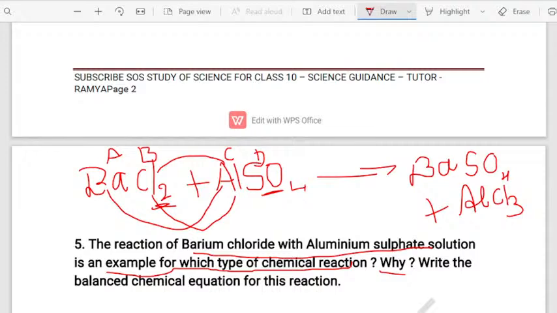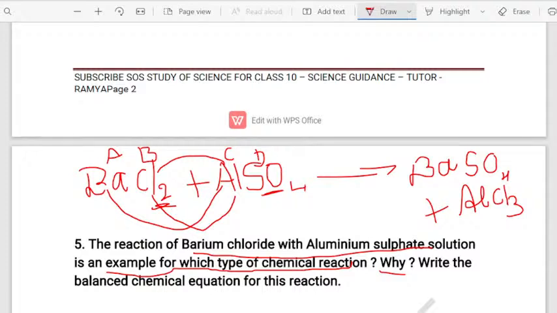Only Ismail has given the right answer here. He has typed the balanced equation. So the balanced equation after balancing, barium chloride combines with aluminium sulfate, you have to write. I am still waiting. Okay, someone has given an answer.